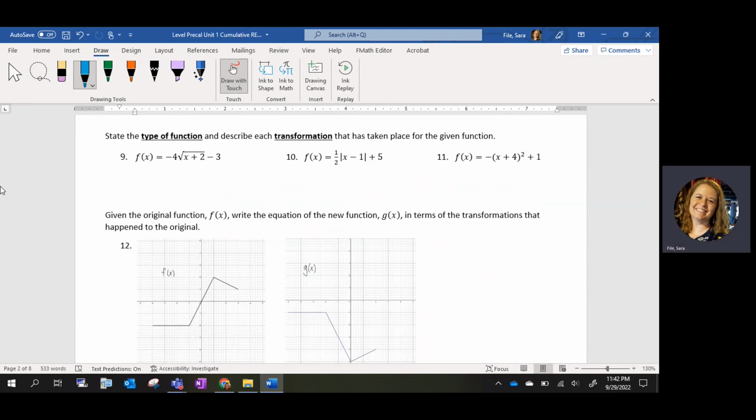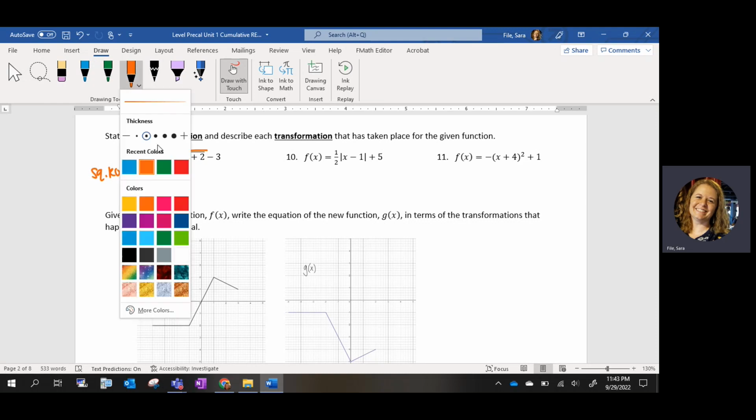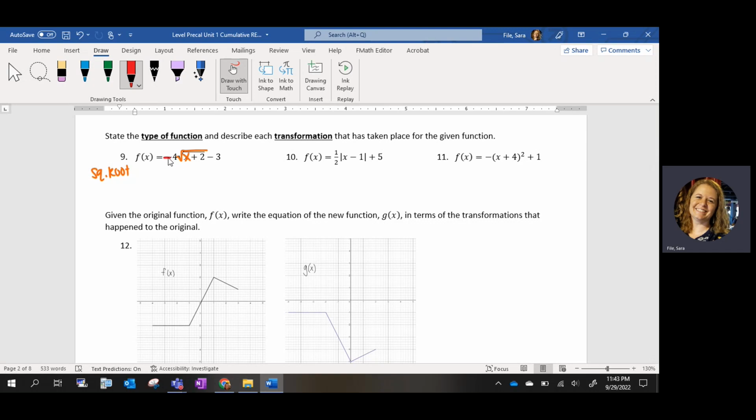Here we are stating the type of function describing the transformation. Okay, so again, we have to recognize what parent functions there are. So this has this x under the square root. So the square root of x is the parent function. So this is the square root function. Okay, now let's talk about what's happened to it. We need to remember that multiplying by a negative on the outside is going to reflect the graph over the x. So reflect over the x-axis because of that negative.